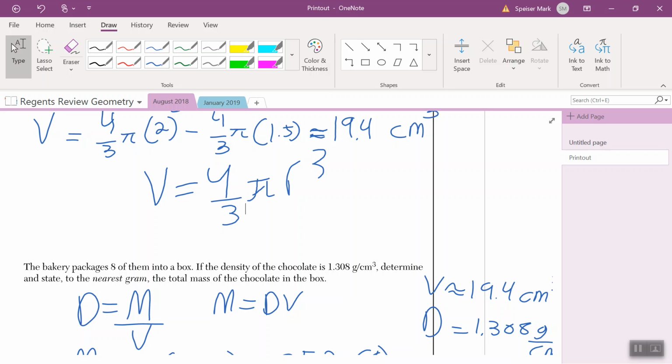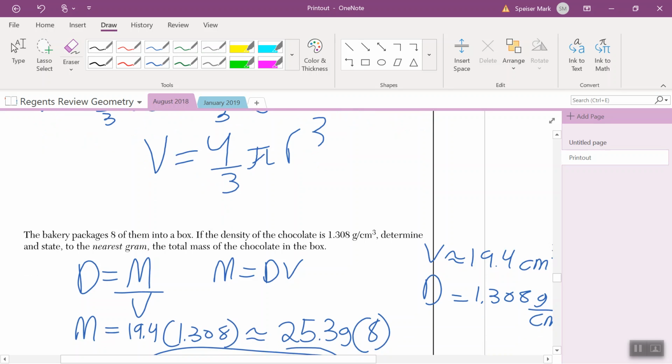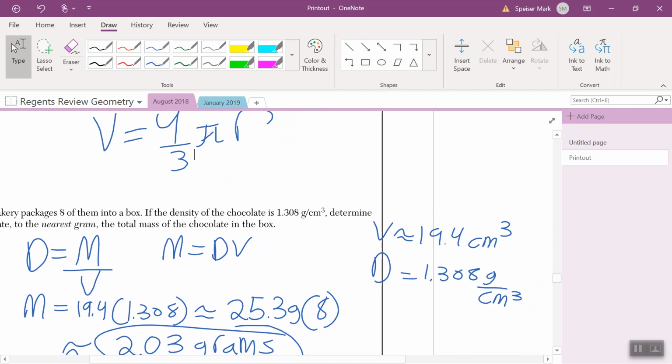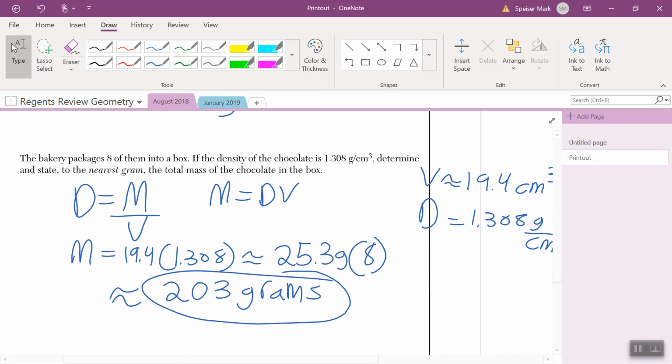Since the density is given to 3 decimal places, be careful to use 3 decimal places in almost every single step. So density equals mass over volume. Do a little change of that equation: mass equals density times volume. Our volume is 19.4 cubic centimeters. Our density is 1.308 grams per cubic centimeter. We do 19.4 times 1.308 to get the mass. The mass is 25.3 grams. We have 8 of them. 25.3 times 8 is 203 grams.